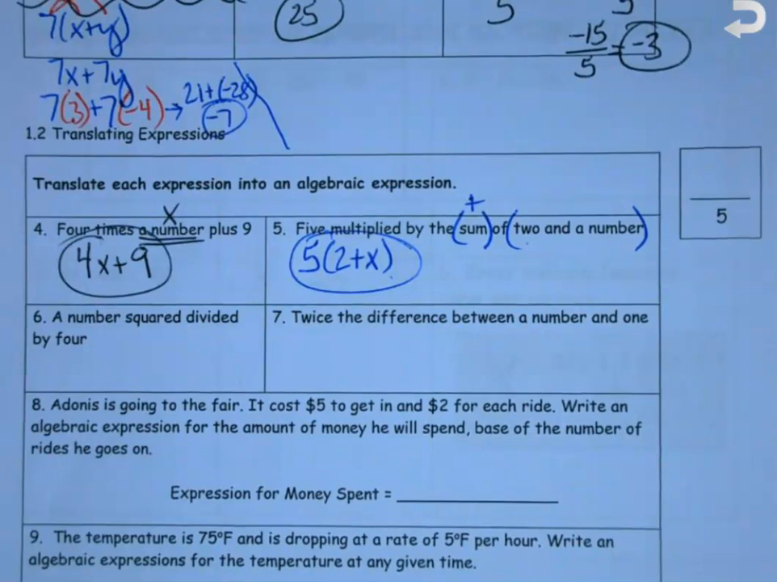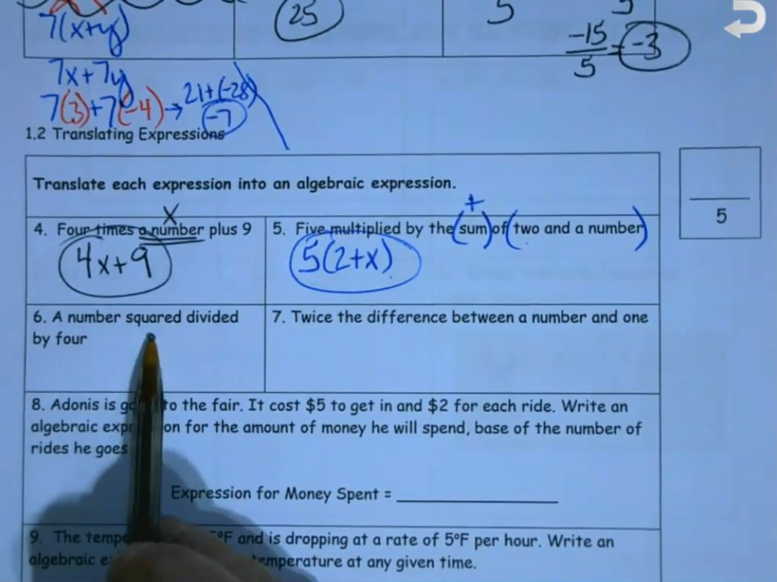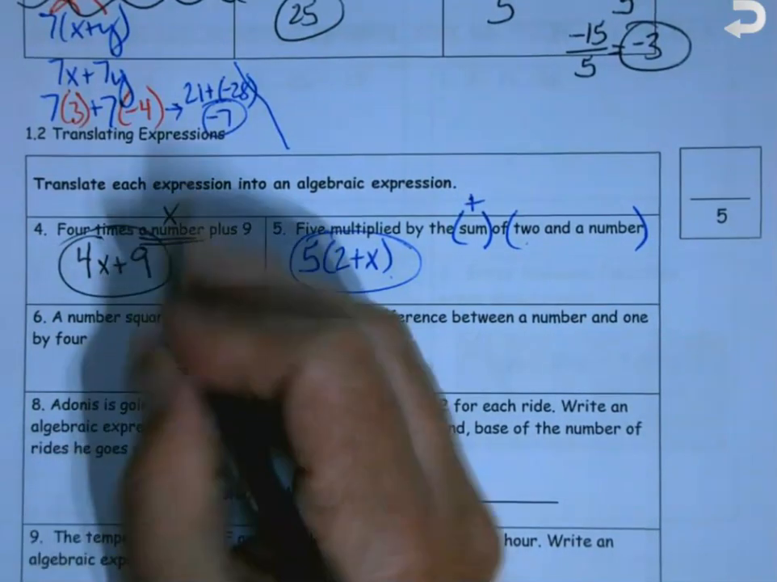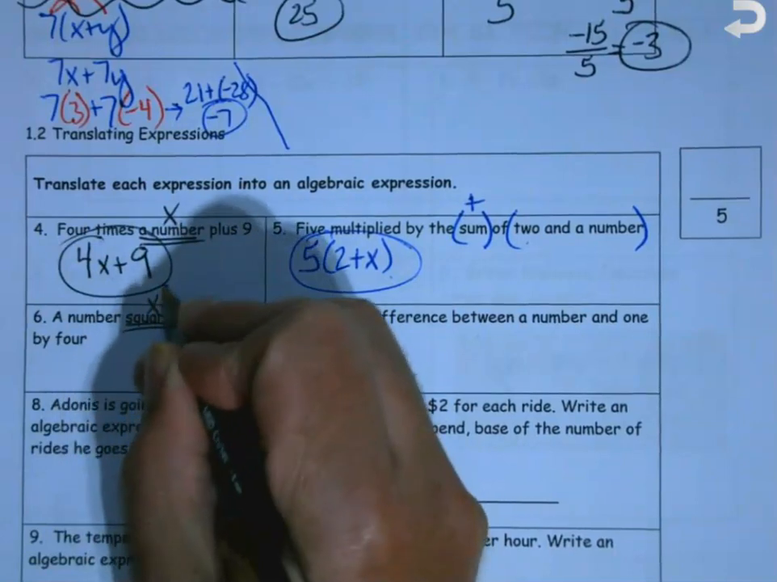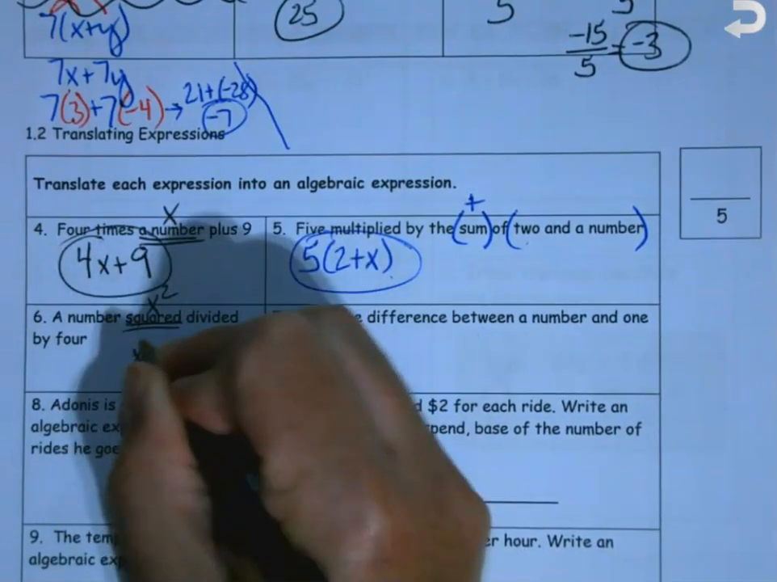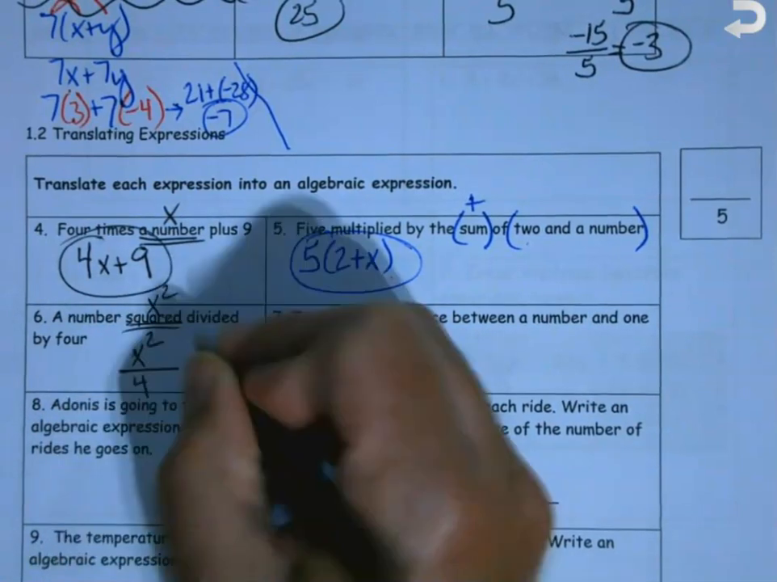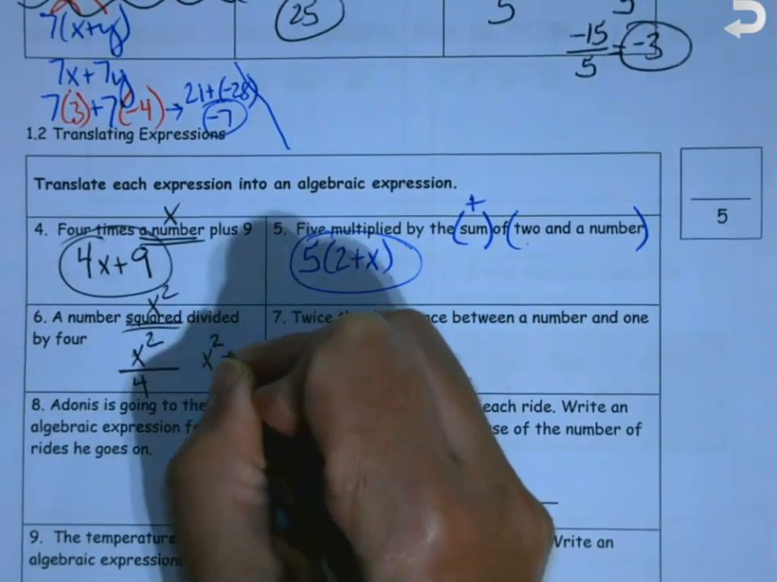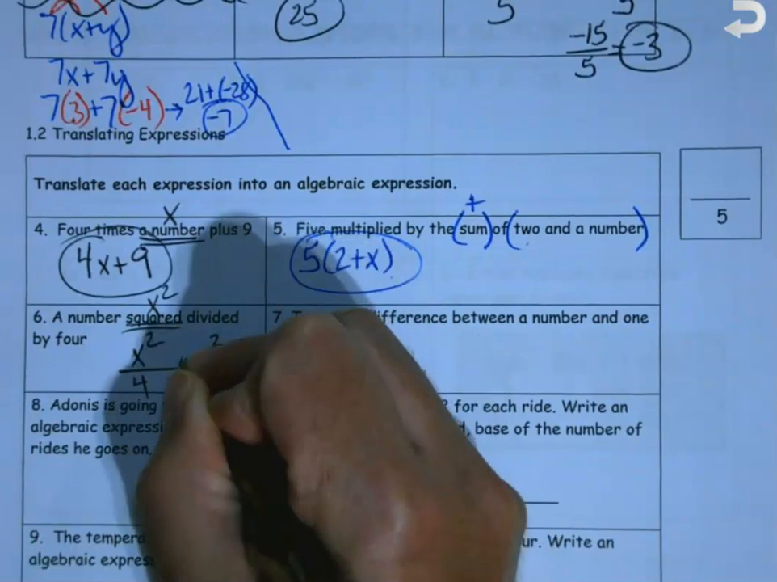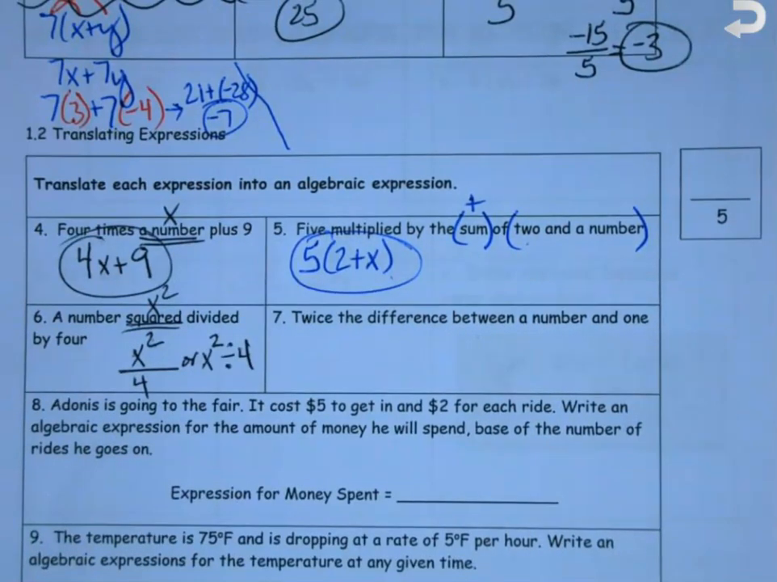Okay. A number squared. Ooh, do we remember what that is? A number to the second power divided by 4. Or a number squared divided by 4. Either one of those is fine. Fraction bar, writing it that way, you're good. That's it. Yeah, I know, nothing fancy on that, nothing tricky.